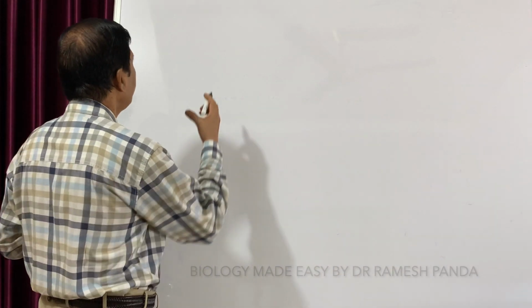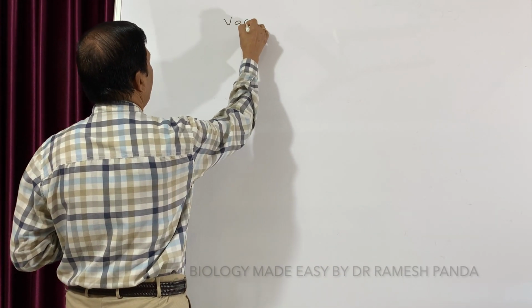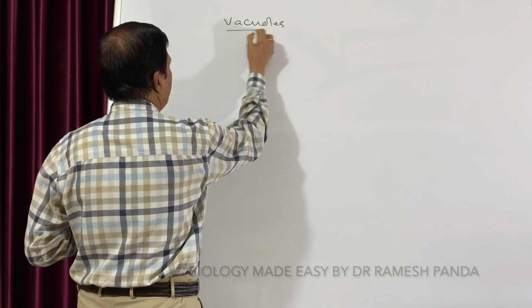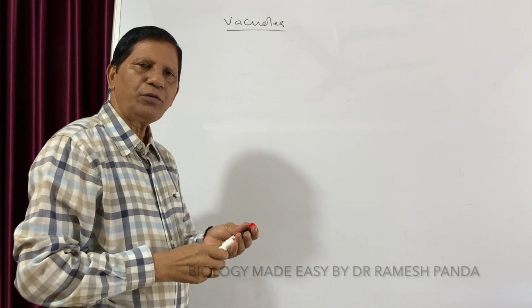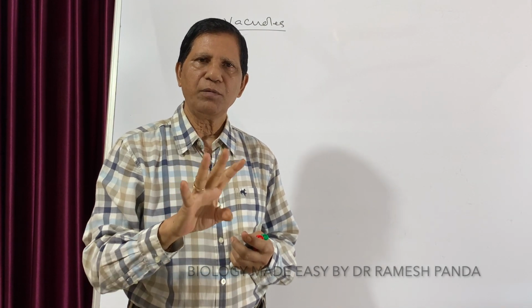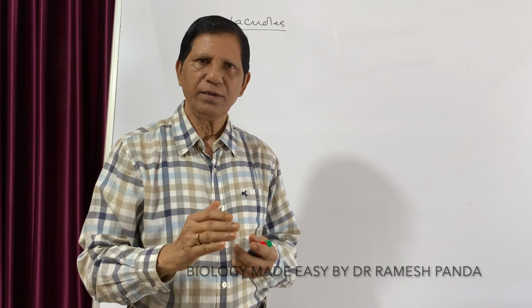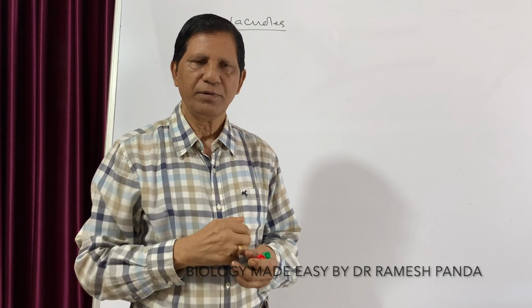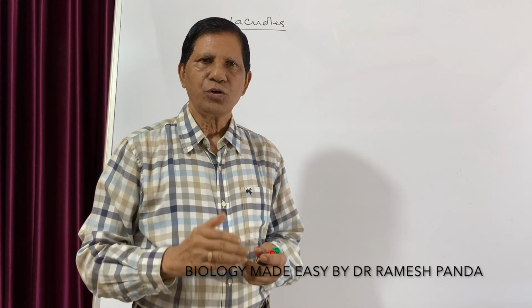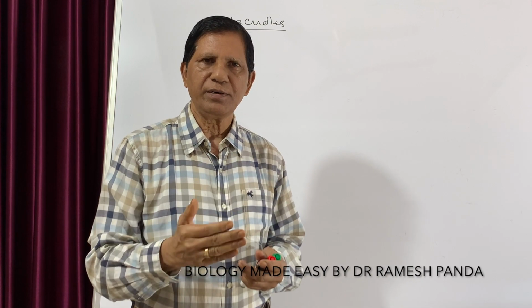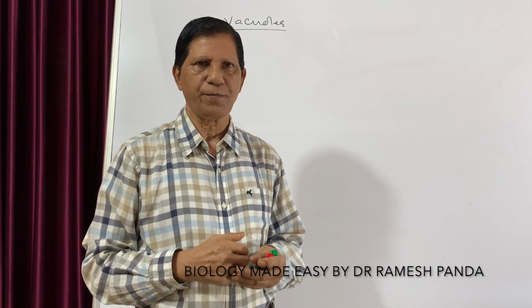Today in this video, we'll discuss vacuoles. Earlier we discussed the endomembrane system, and in the endomembrane system there are four parts: the endoplasmic reticulum, Golgi body, lysosome and vacuole. That means the vacuole is also part of the endomembrane system. So where these vacuoles are present and what their function is, let us discuss.